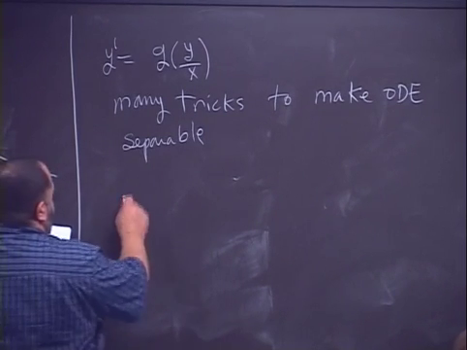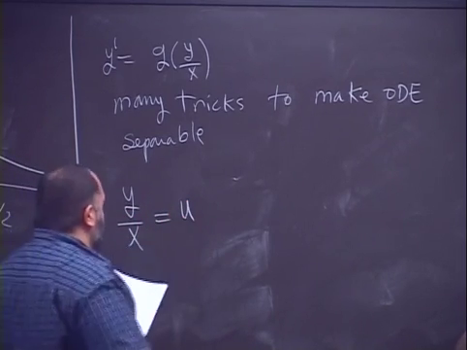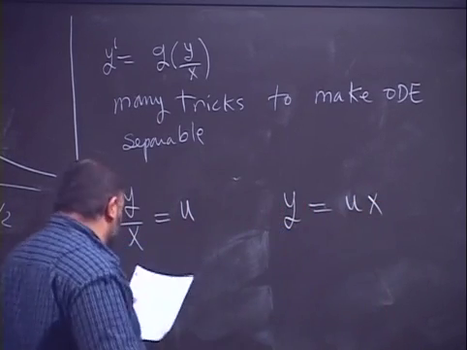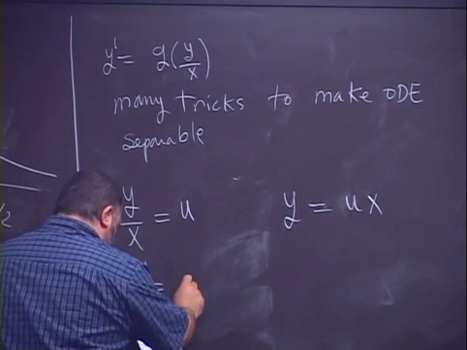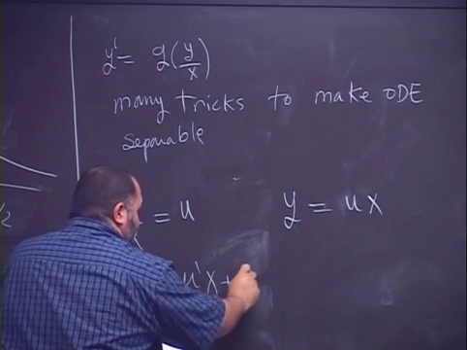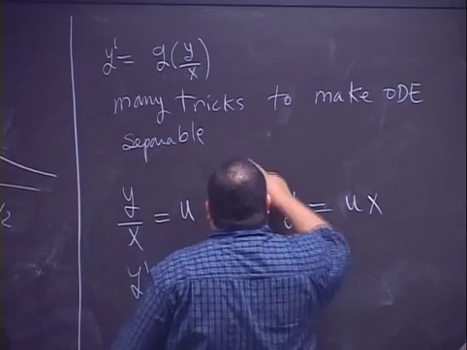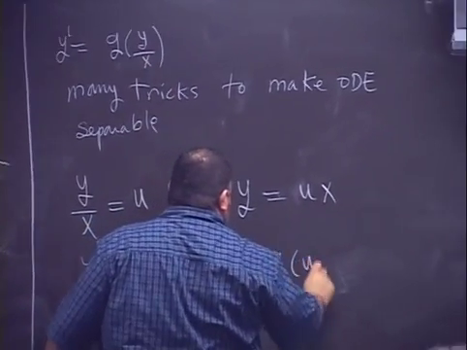So what I will do is I will call y over x, u. So what's y? It's just u multiplied by x. And what's y prime? It's just u prime multiplied by x plus u, since you differentiate with respect to x, so there's no x prime; dx by dx is 1. Okay, guys? And y prime is equal to g of y over x, and y over x is u. So this would be g of u.